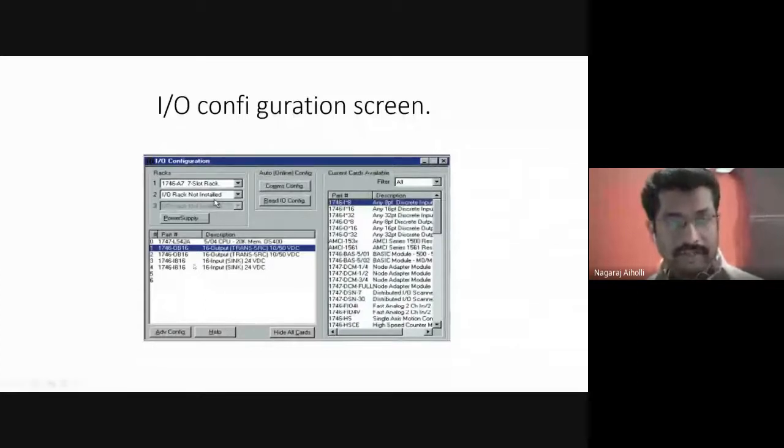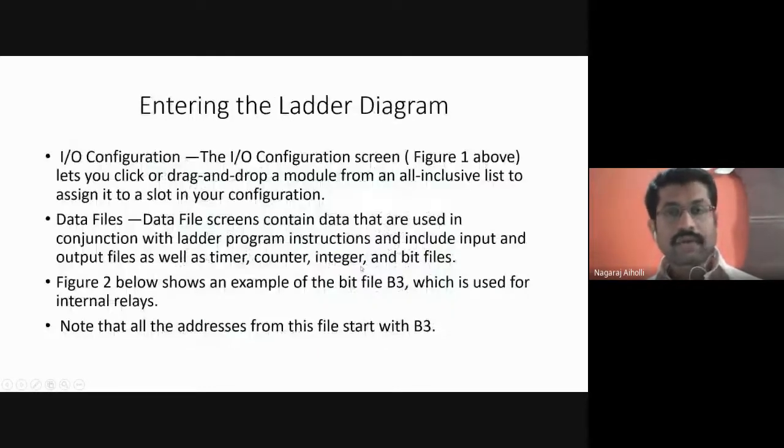Here we are using various IO modules, so we can select any one among these. Here they use 16 output transistor SRC 10 to 50 volts DC, this one. So it is showing the slot, rack, all those different configurations. The IO configuration screen lets us drag and drop a module and place it on the required rung.